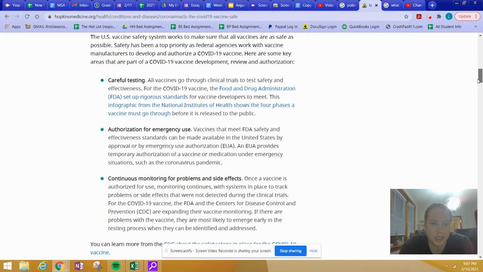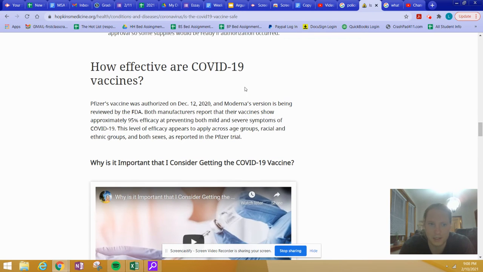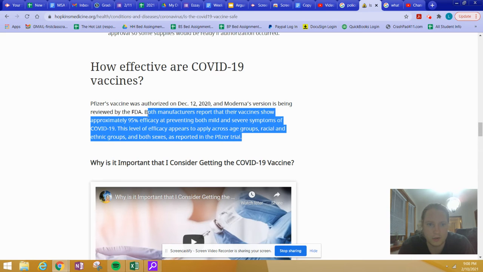So I was scanning this article, and I found a piece of evidence that I wanted to use. It says, how effective are COVID-19 vaccinations? And it says Pfizer's vaccine was authorized on December 12th, 2020, and Moderna's version is being reviewed by the FDA. Both manufacturers report that their vaccines show approximately 95% efficacy at preventing both mild and severe symptoms of COVID-19. This level of efficacy appears to apply across age groups, racial and ethnic groups, both sexes, as reported in the Pfizer trial. So I'm not going to use all that, but I think these last two sentences are really helpful. I think I could probably use those in my paper.